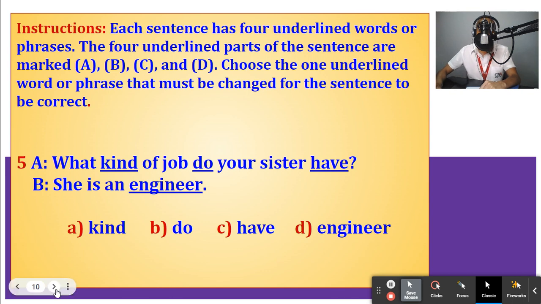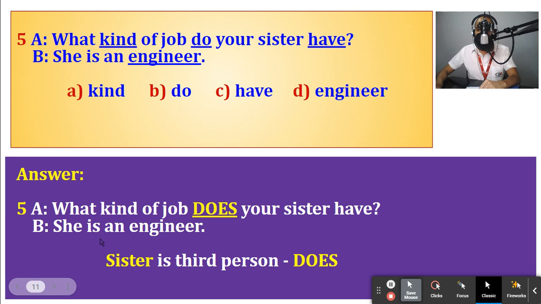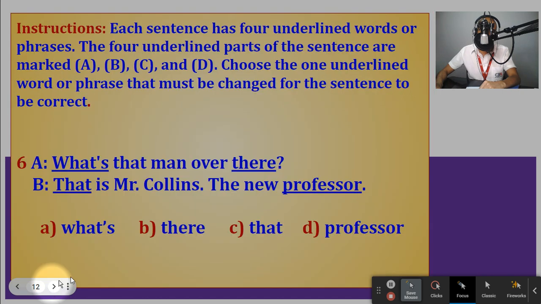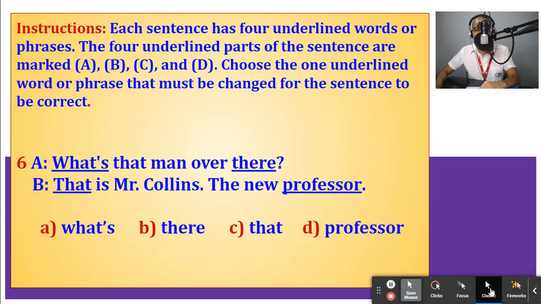Okay, let's see what the mistake is in number 5. Here in the conversation it says, what kind of job do your sister have? She is an engineer. In this case, the mistake is letter B. The correct one should be, what kind of job does your sister have? Why? Sister is third person. Therefore, I need the auxiliary does. Now let's move on to number 6. Read the conversation and find the mistake, please. You have 20 seconds.